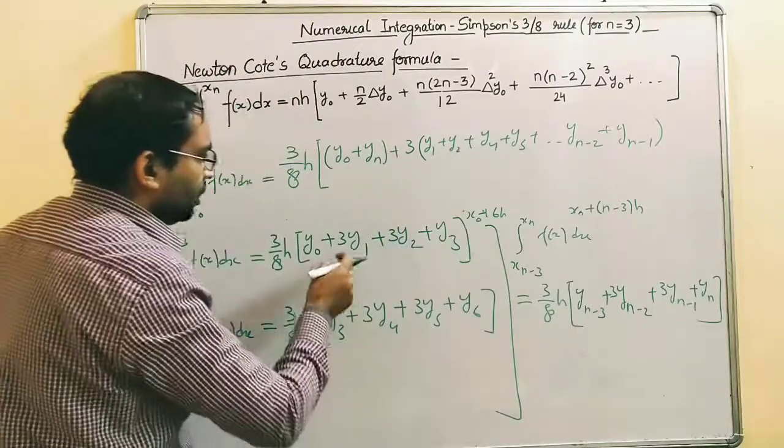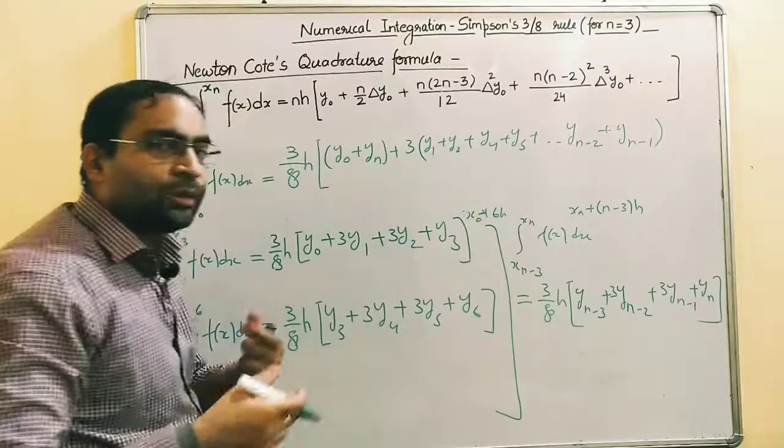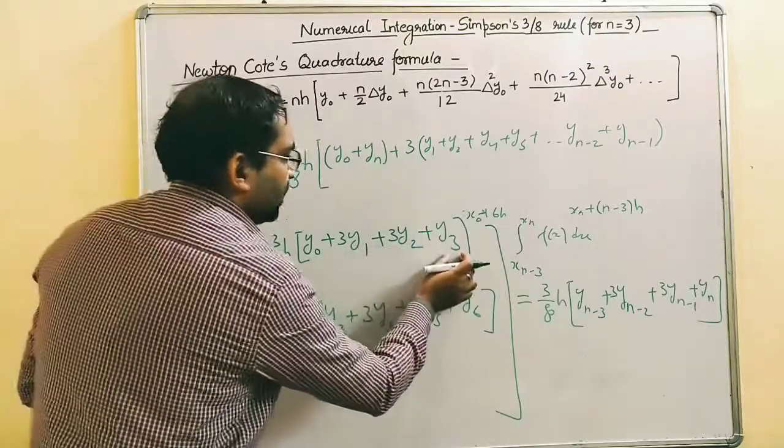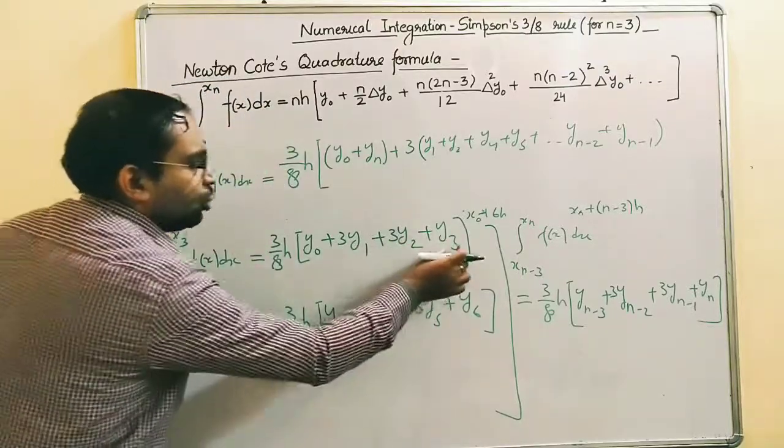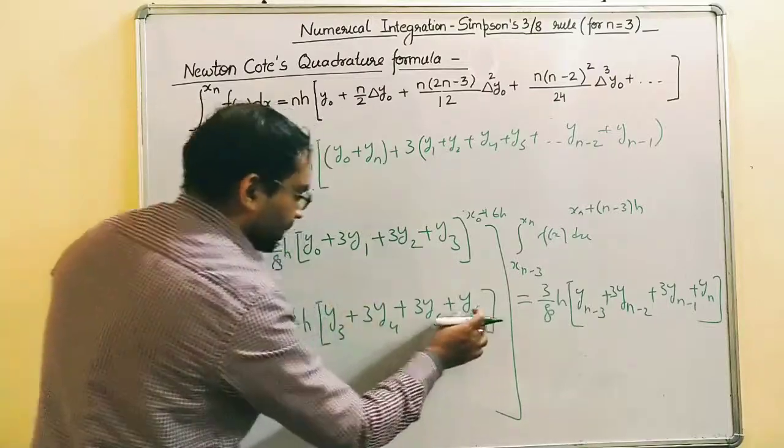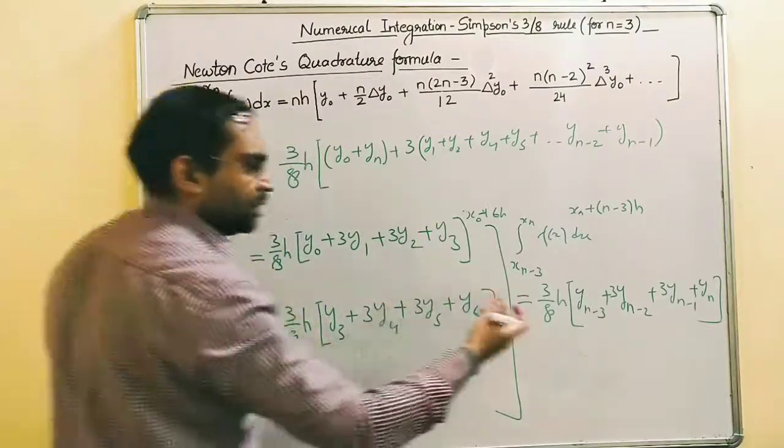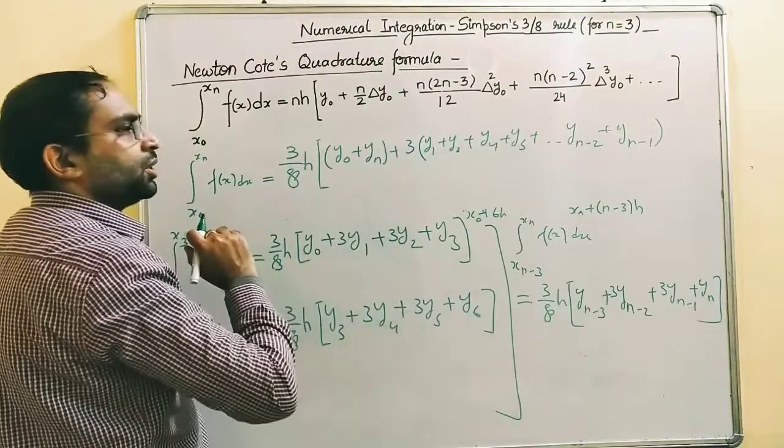So this is all the groups of 3. We have one more group. We can see this is y3 coming twice. Similarly, y6 and y6 will come twice. Similarly, yn minus 3 and yn minus 3 will come twice.